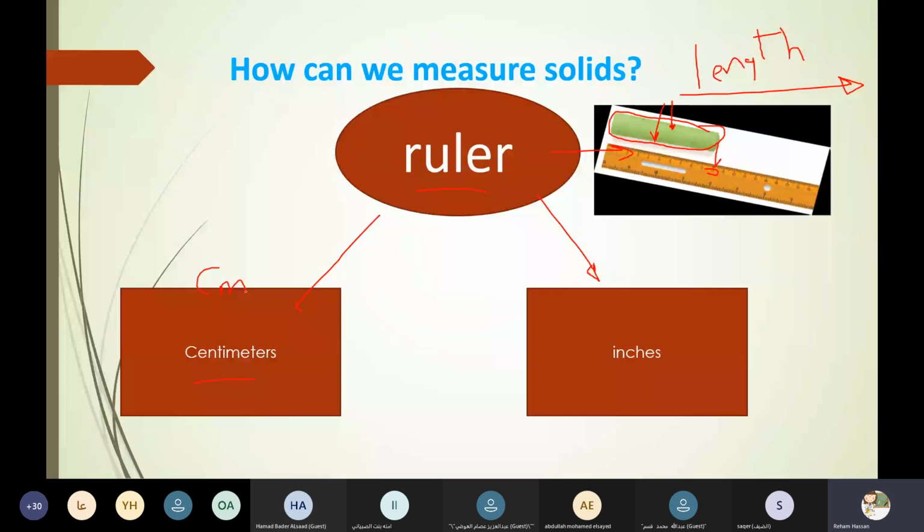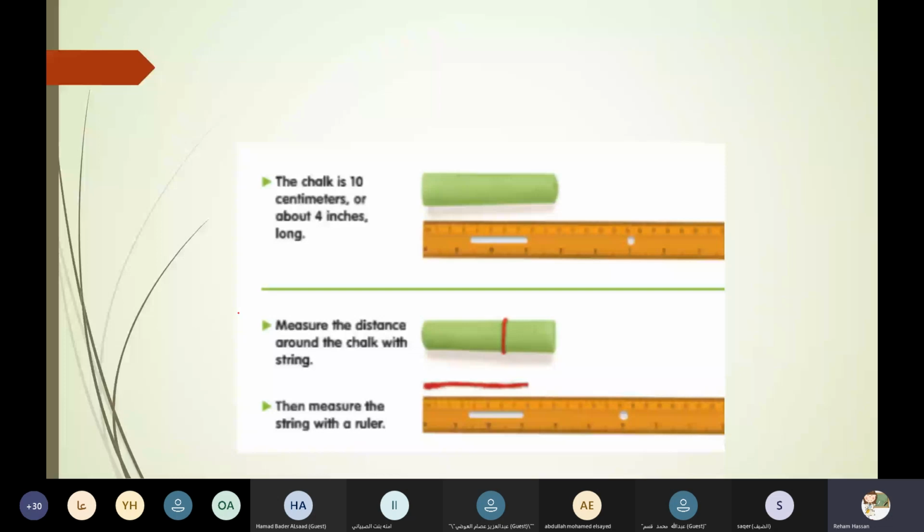But it is 4 inches, okay? So how long is this chalk? Is it 10 kilogram or 10 centimeter? Yes, 10 centimeter. Thank you so much, Abdullah. Also, we can use the ruler to measure the length or the width. Look, this is the width.